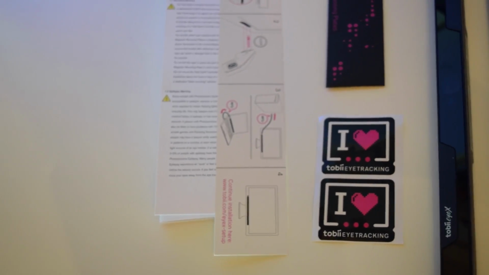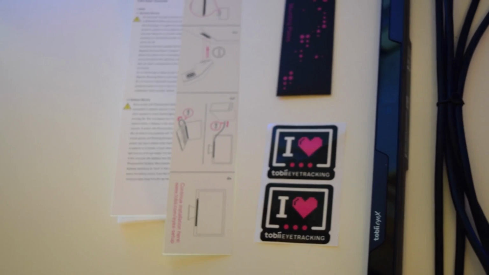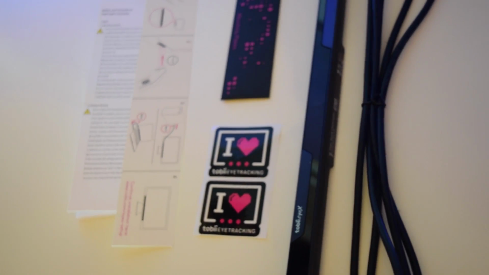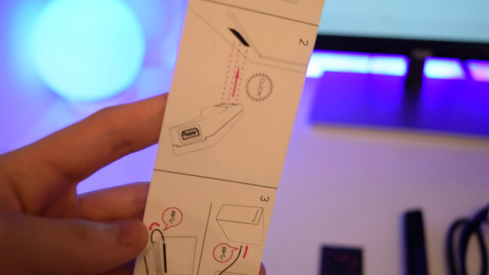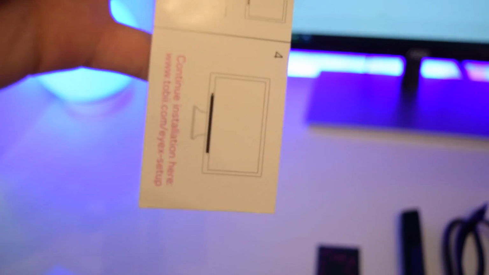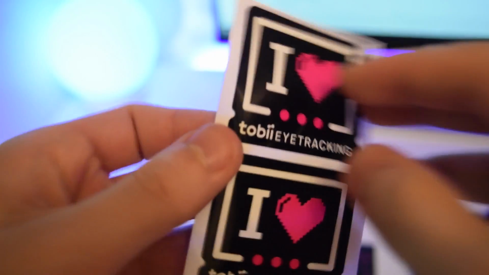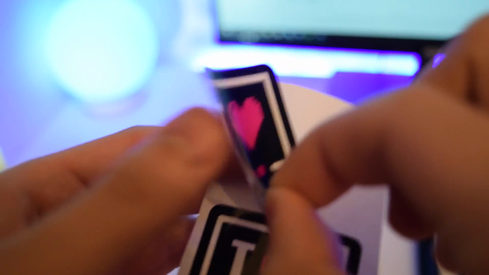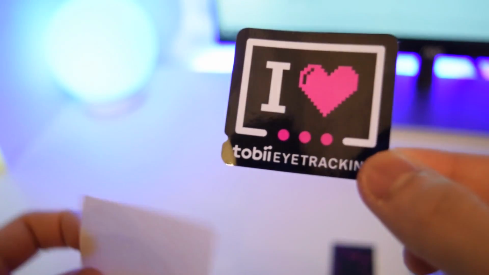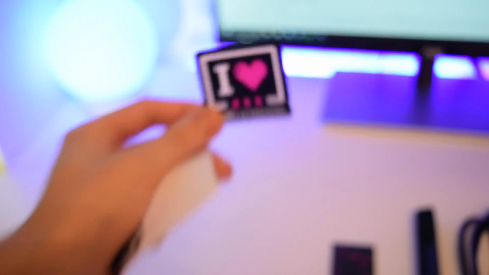So in here we can see that we have the quick start guide, a sticker, a mounting guide, Tobii EyeX Eye Tracker, as well as a cable. So here's the mounting guide, teaching you how to actually mount the Tobii EyeX Eye Tracker onto your monitor. And the quick start guide just shows you some safety information. And here we have these little stickers. These actually look pretty nice, so I'll definitely stick them up somewhere, probably my monitor possibly.